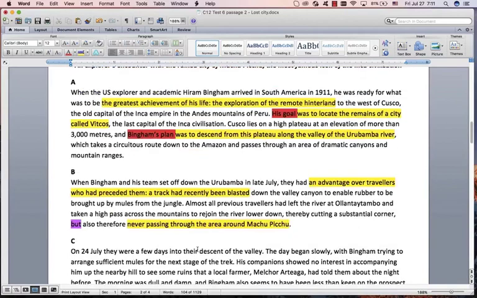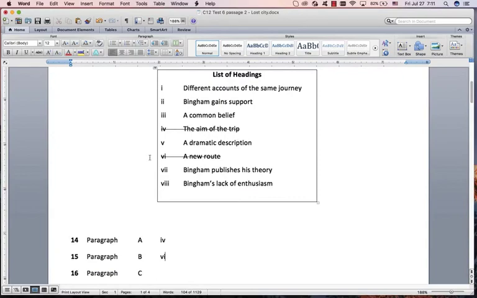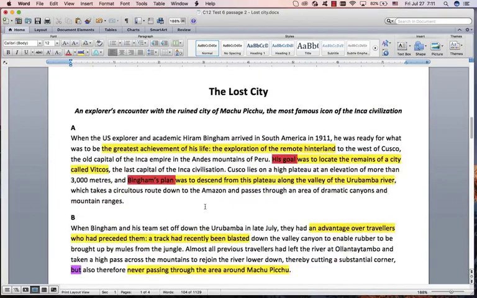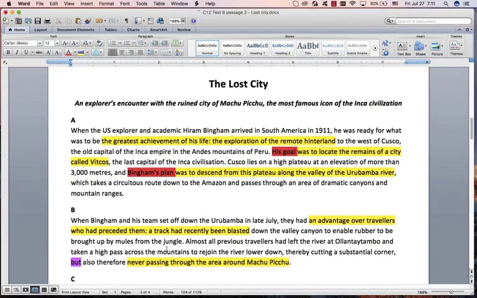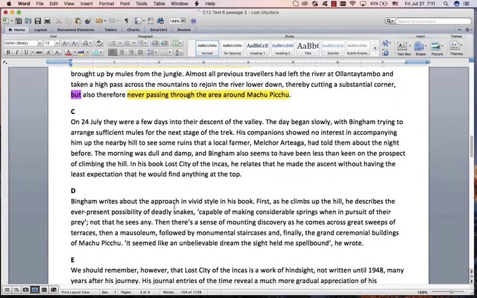A and B were not too difficult. With matching headings, there are always some easy ones, some medium ones, some difficult ones. You need to try and find the easy ones first so that you can delete them. In this example, it was A and B, but of course, it's not always A and B as the easy ones. Right, let's look at paragraph C. On this day. Again, talking about the day.